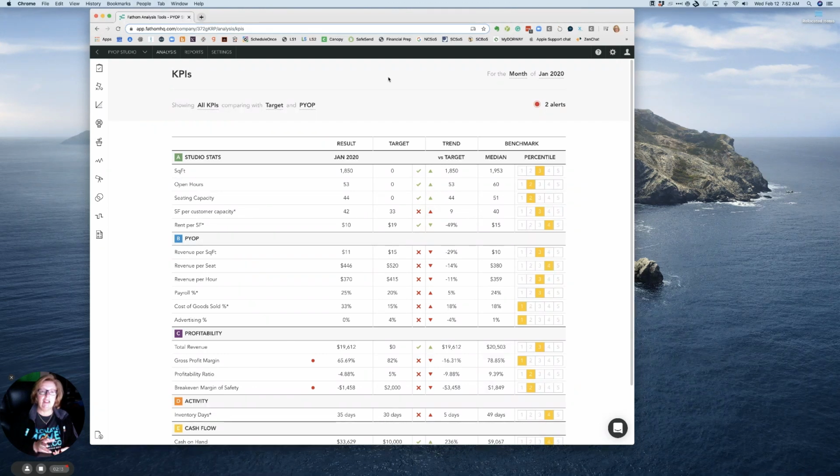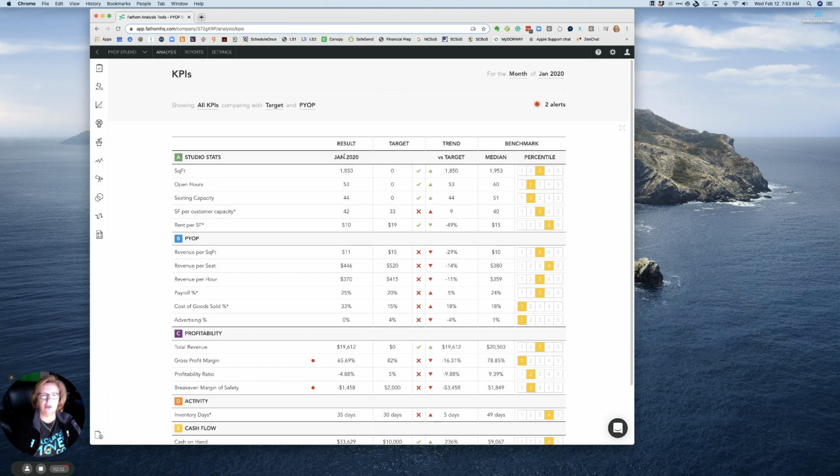Now, each of these is customized. We ask for your square footage, how many hours you're open, and your seating capacity. If ever any of those things change, please let me know and I'll update it here in the software so that your comparisons will be valid. But I'm going to let you take a look.